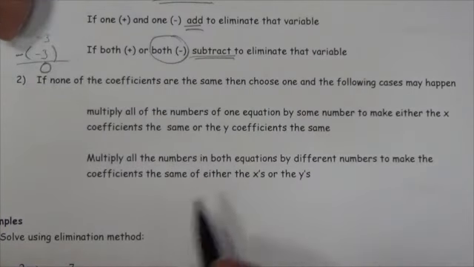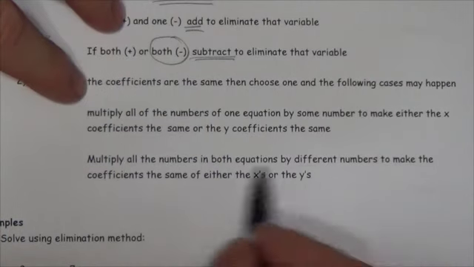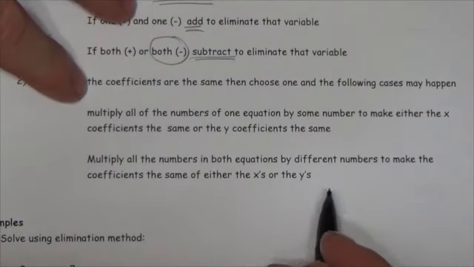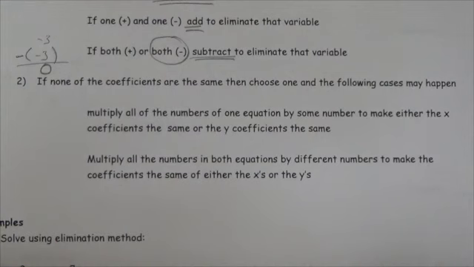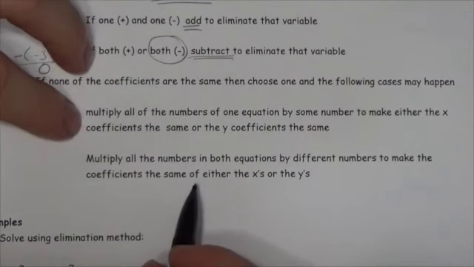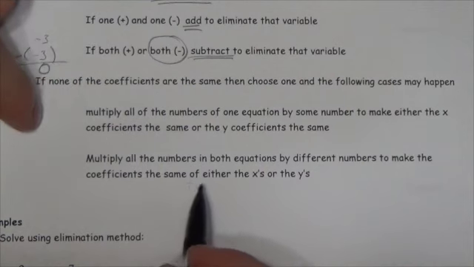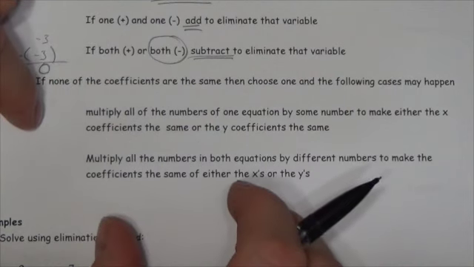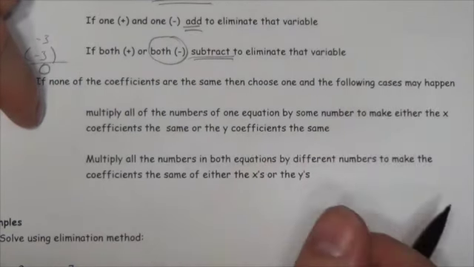Or if you have to, maybe what you do is you multiply, like it says here, both equations by different numbers to make those coefficients the same. In a way, it's kind of like working with fractions. You're looking for that least common denominator. In this case, you're looking for the least common multiple of the coefficients, a number that makes those coefficients the same.